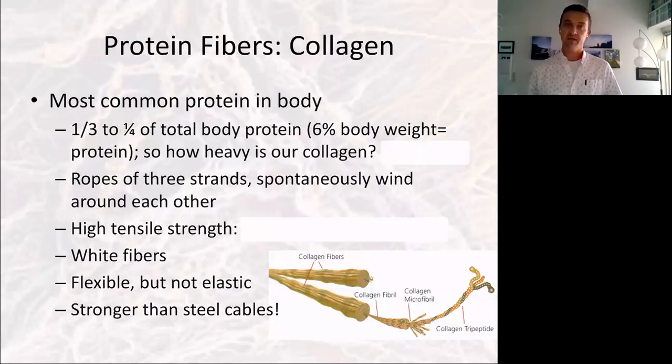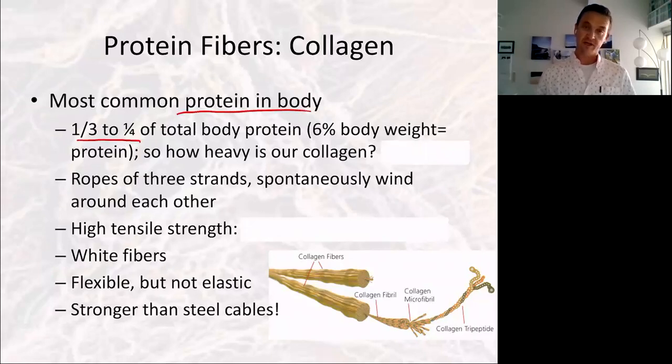There are three main types. Collagen is the first one. This is by far the most common protein in the body. One third to one quarter of our total body protein is made up of collagen. About 6% of our body weight is protein, so how heavy is our collagen? All of us have about 3 to 4 pounds of collagen. The average person would have about 3 to 4 pounds of collagen in the body.